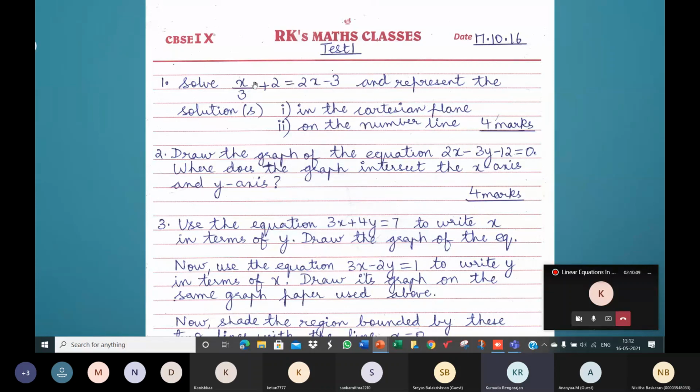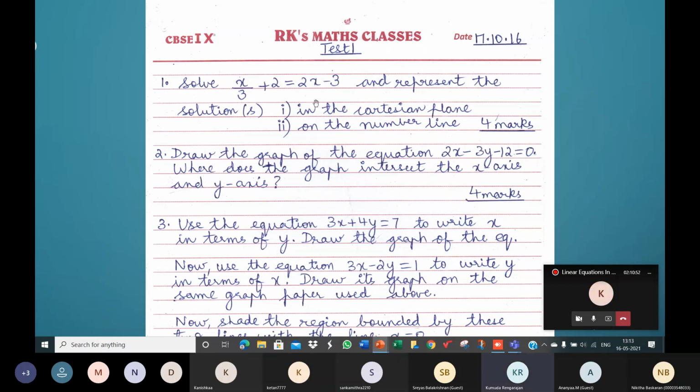Solve this equation. That's the first thing. Then represent the solution or solutions, because when you treat it as an equation in 1 variable x, it has only one solution. When you treat it as an equation in 2 variables x and y, then it has many solutions. It is represented by a straight line in the Cartesian plane. Every point on that straight line will be a solution to the equation. We'll understand all that one by one, children.